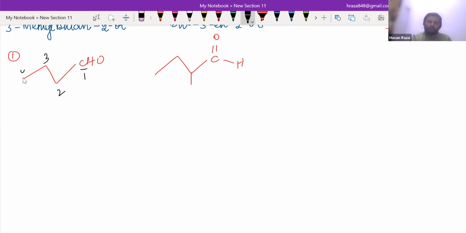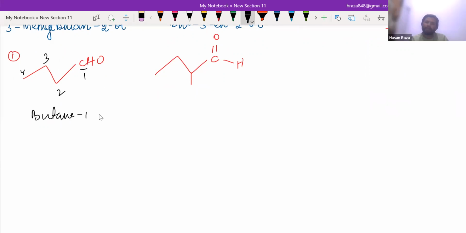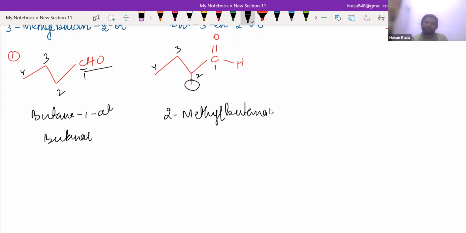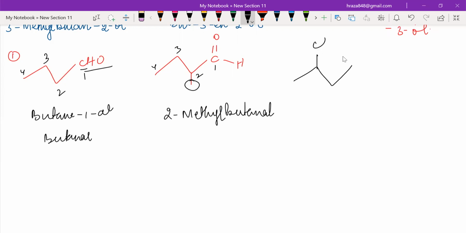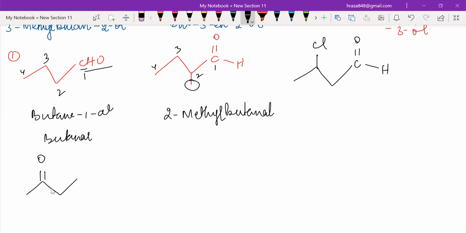So 1, 2, 3, 4. 4 carbon is there. There is no branch. So its name will be butane. Yes. 1 al, because there is a functional group. So its name will be butanal. If you see 1, 2, 3, 4, there is a branch of 1 carbon. So what is the name of the branch? 2-methyl butanal. Isn't it easy? Yes. Okay, sir. Please do write the name of this, as well as this.